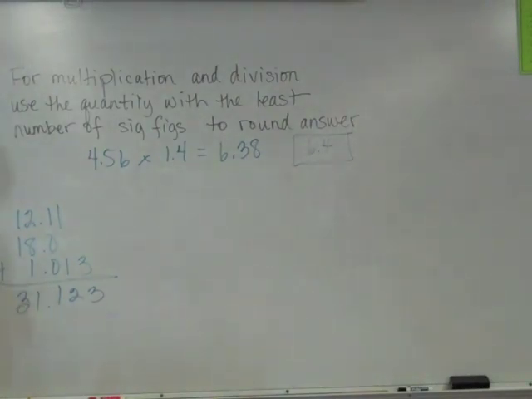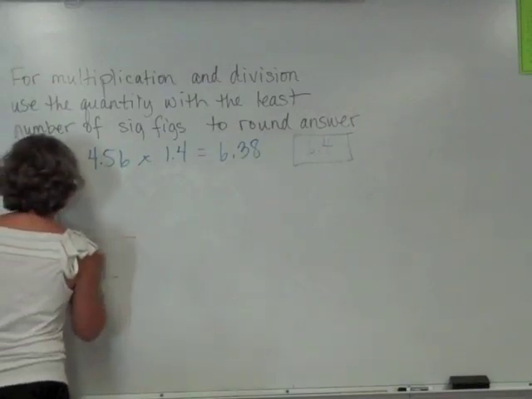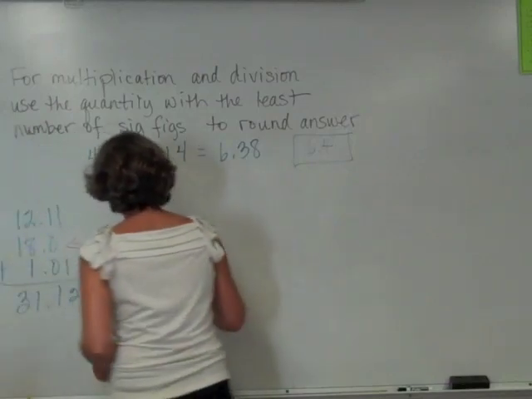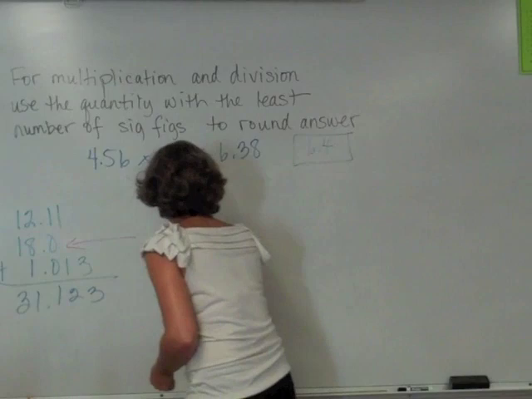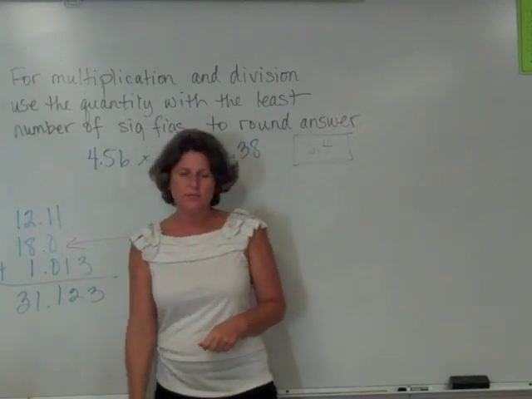31.123. So now, you guys, I'm going to look for the number that has the least number of decimal places. It's going to be this one right here. It only goes to the tenth. And so I have to round my answer to the tenth to follow the rules of significant figures. So my answer here is going to simply be 31.1. Rules for rounding based on significant figures.